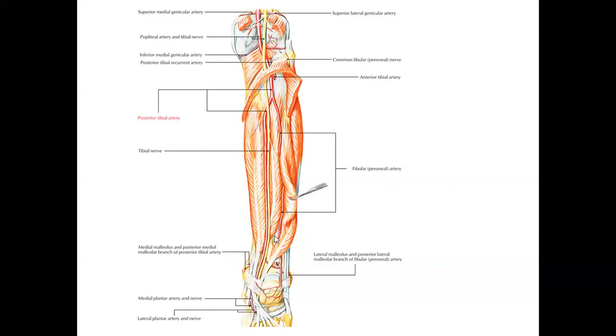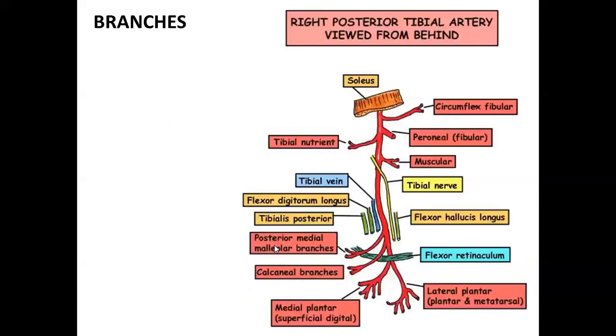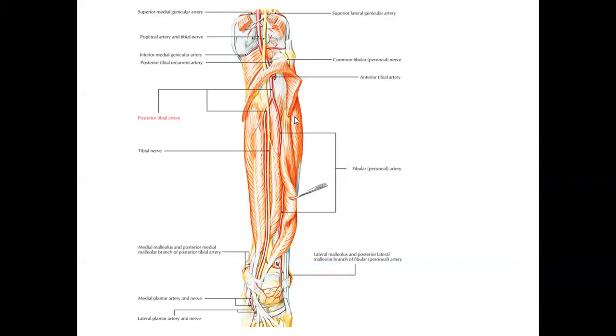Okay. Now, talking about the main branches of this artery. So what are the branches of this artery? The most important branch of this artery is the peroneal artery, which is the largest and the most important branch of the posterior tibial artery. It is given off at about 2.5 centimeters distal to the inferior border of the popliteus muscle.